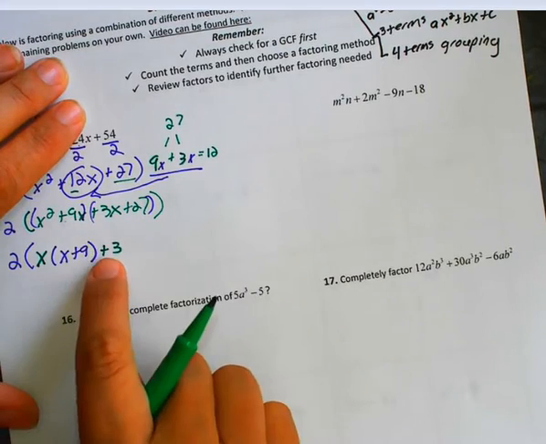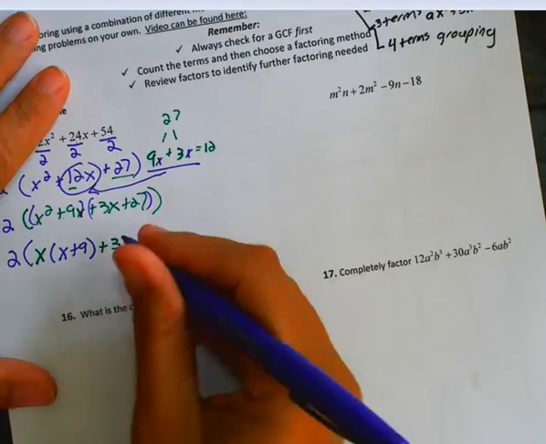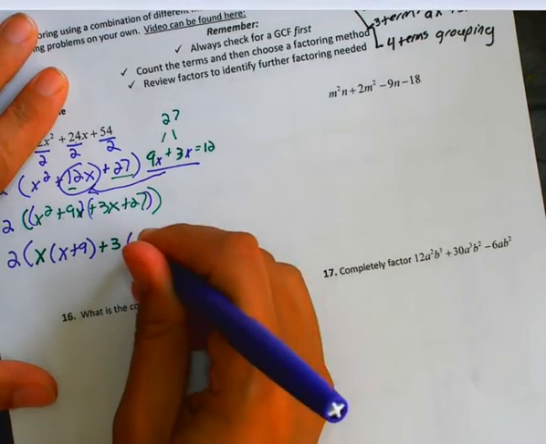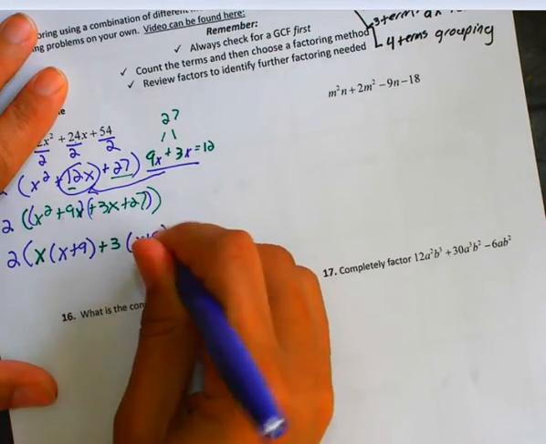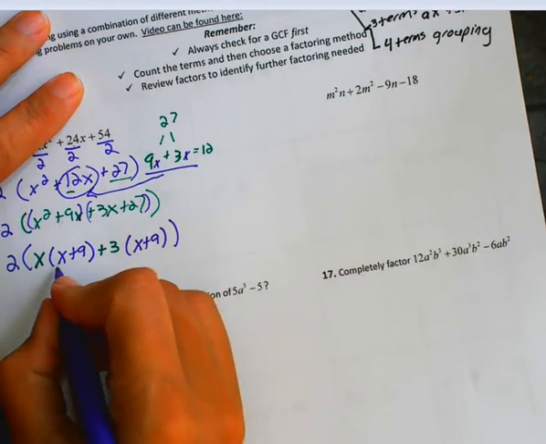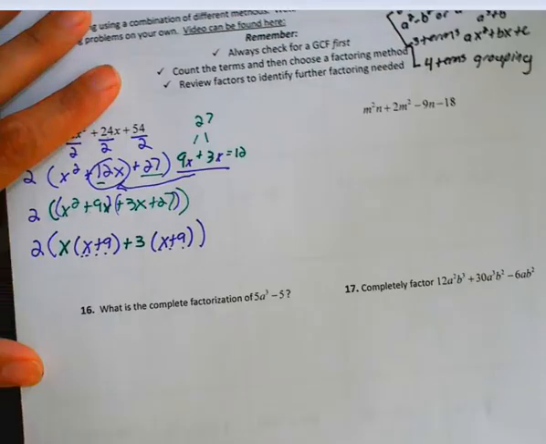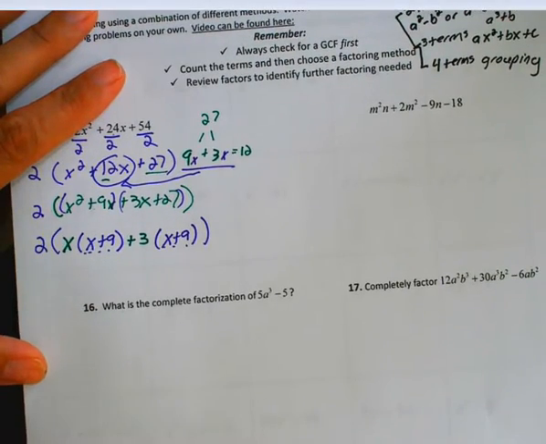Remember, you want to watch your sign there. You want to make sure you bring the sign out. This is a positive 3 we're dividing out, and that leaves me x plus 9. All right, and that was our goal here, to get these two expressions to be the same because that's our common factor. And now we're going to rewrite.